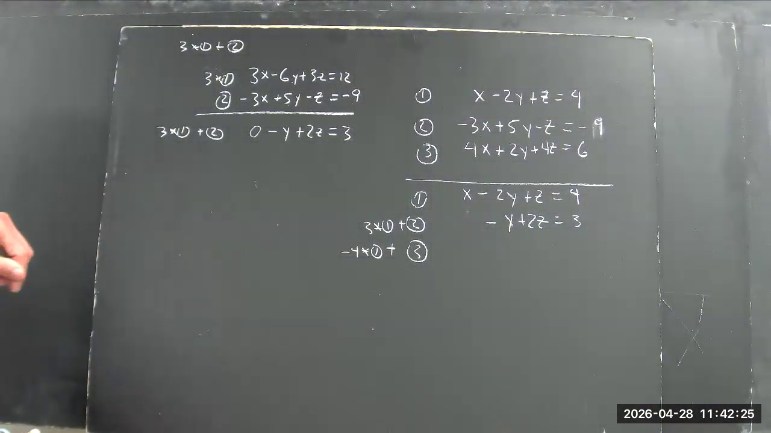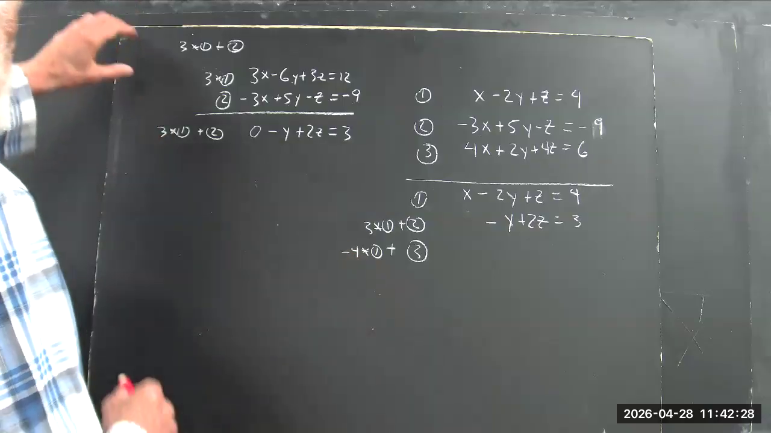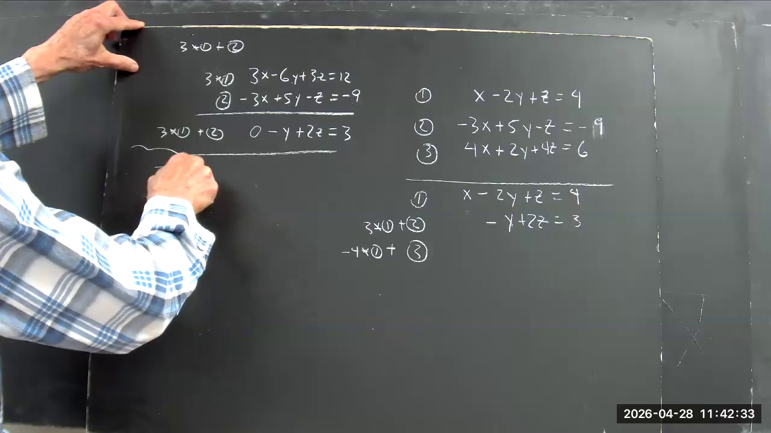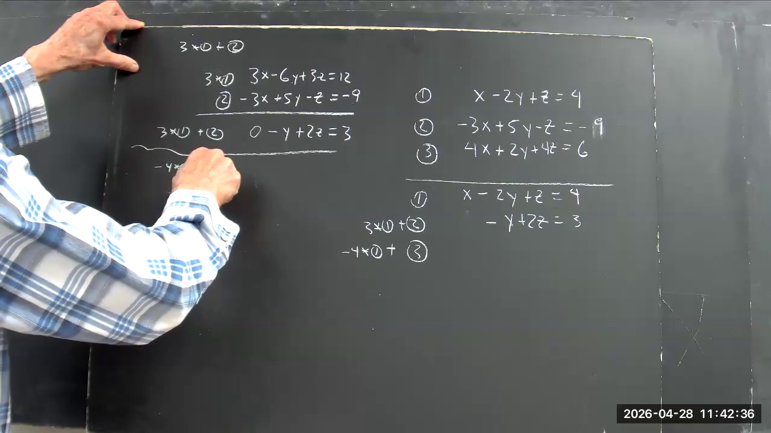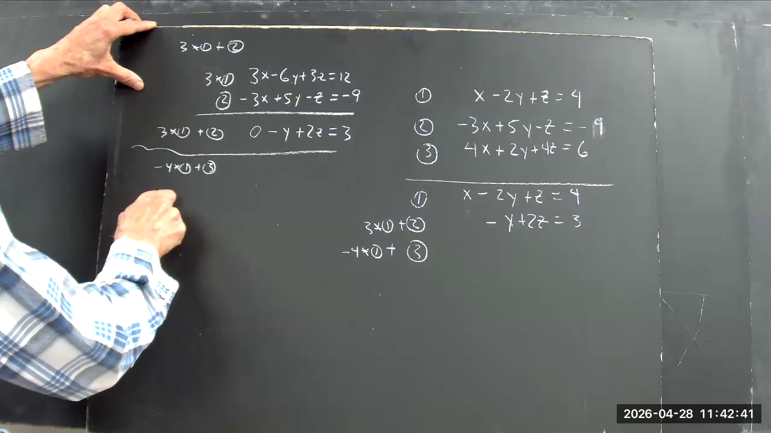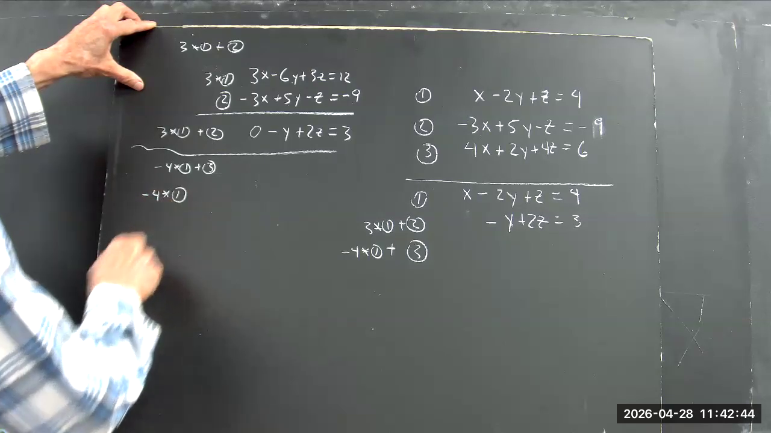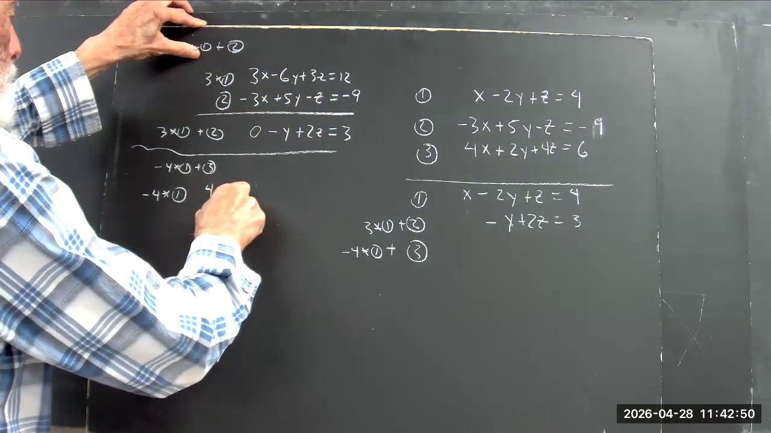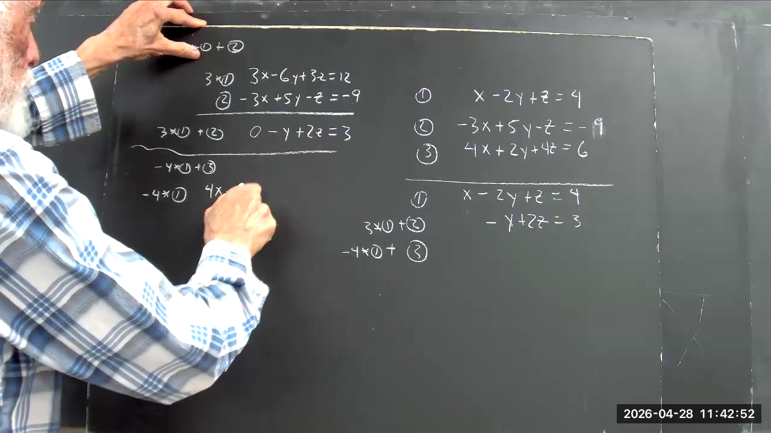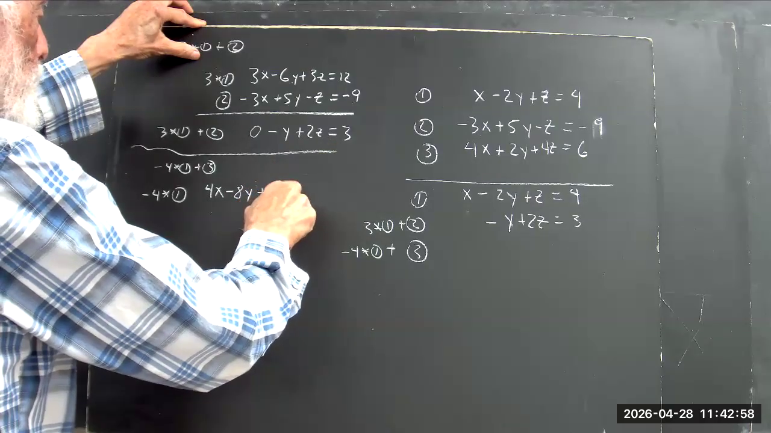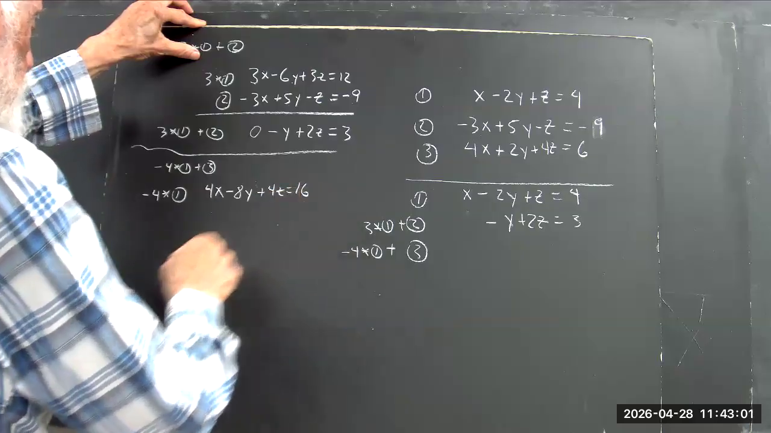Okay, looks pretty good. Want to be careful about the labeling. You want to do negative 4 times equation 1 plus equation 3. So I'm just going to write that as kind of a heading, negative 4 times equation 1 plus equation 3. Then I'm going to write negative 4 times equation 1. That's going to be negative 4 times x, minus 4 times 2y is negative 8y. And negative 4 times z is negative 4z. And negative 4 times 4 is negative 16.